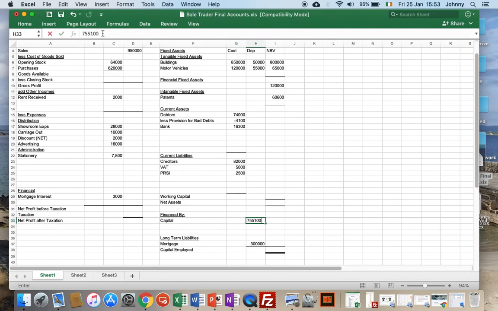755,100. And then we've got drawings, which is 30,000. So in the finance buy here, I'm going to have capital. I'll add my net profit. And that'll be net profit after tax. And take away the drawings.